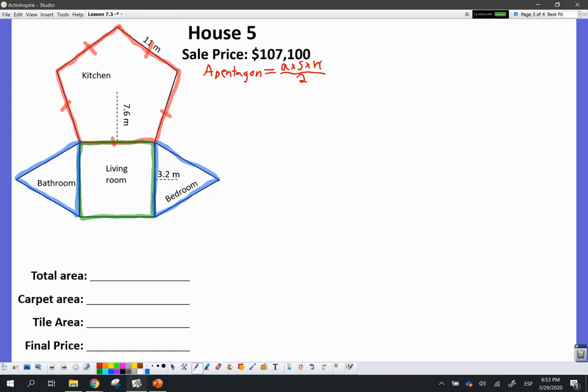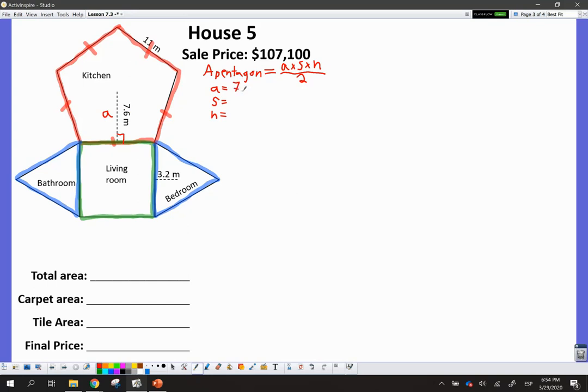So there are 3 things that I need to find to use this formula. I need to find my apothem, the side length of my regular polygon, and the number of sides for my regular polygon. So let's look at our pentagon and see what we can find. Remember that the apothem is a line that goes from the center of a shape to the side and is perpendicular to the side. And look, we have our apothem right there, which is 7.6 meters.